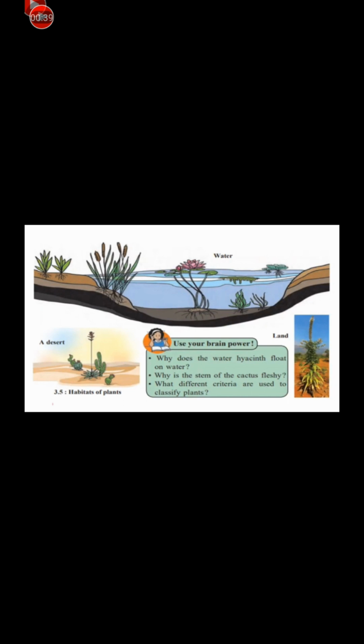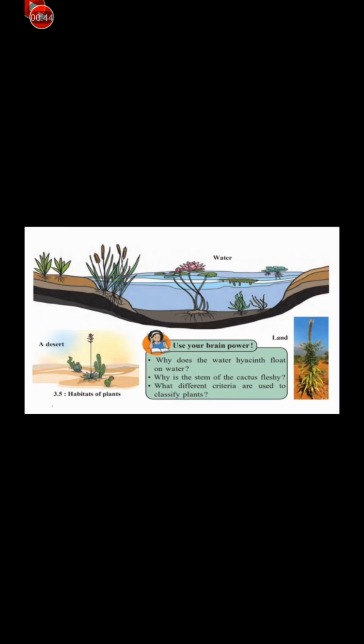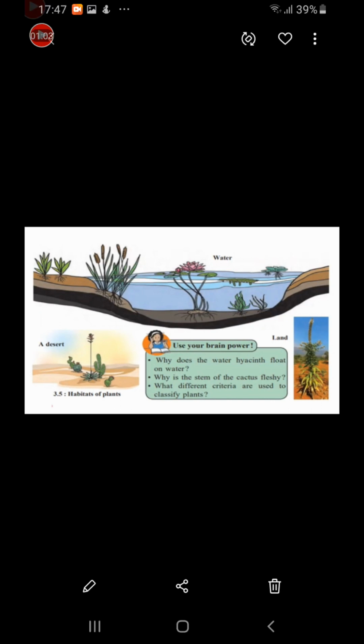But what about the plants which grow inside the water, or we can say the plants which are growing near the water? There are two types, submerged and floating. If the plant is submerged inside the water, an example is algae. But you must have seen the lotus plant, it floats on the water, so it comes under floating plants. So these plants, for example algae and lotus, are the plants which grow near the water.